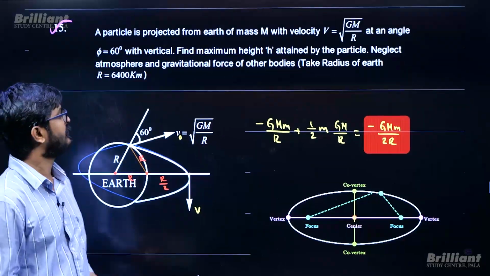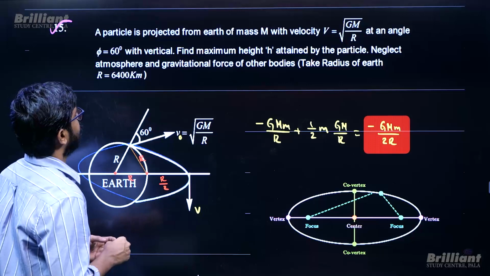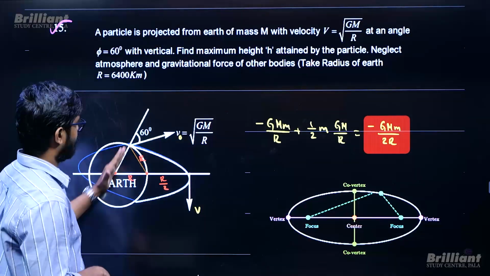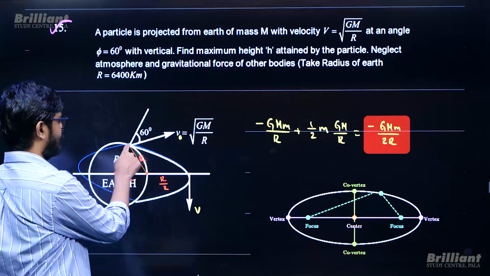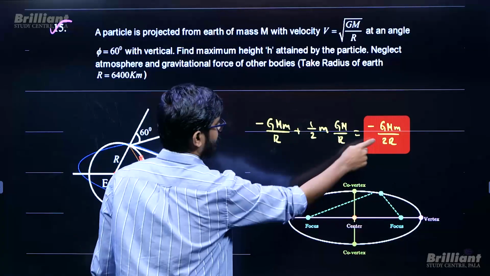A particle is projected from earth of mass m with velocity at an angle 60 with the vertical. Find the maximum height attained by the particle. So with the vertical you are throwing at an angle 60 degrees with this much velocity. So what is the energy at the surface? It is going to be potential energy plus kinetic energy. So total energy is going to be this much.